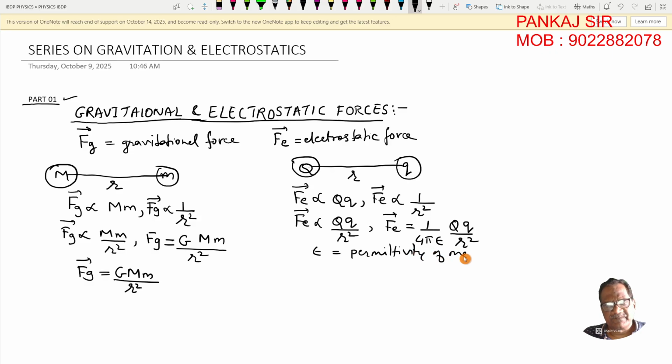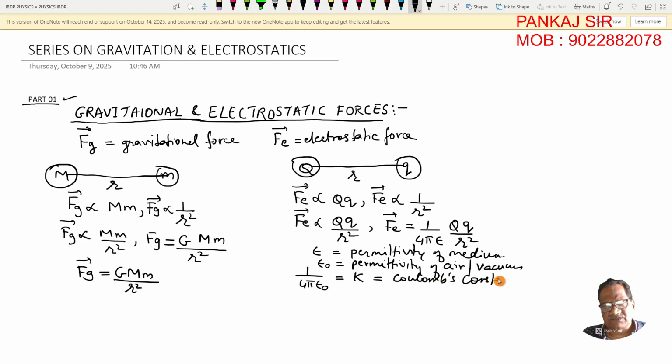Permittivity of the medium. Okay, and this 1 upon 4 pi epsilon 0, if you take epsilon 0 as the permittivity of air or vacuum, then 1 upon 4 pi epsilon 0 is a quantity represented by a letter K, and this K is called Coulomb's constant.